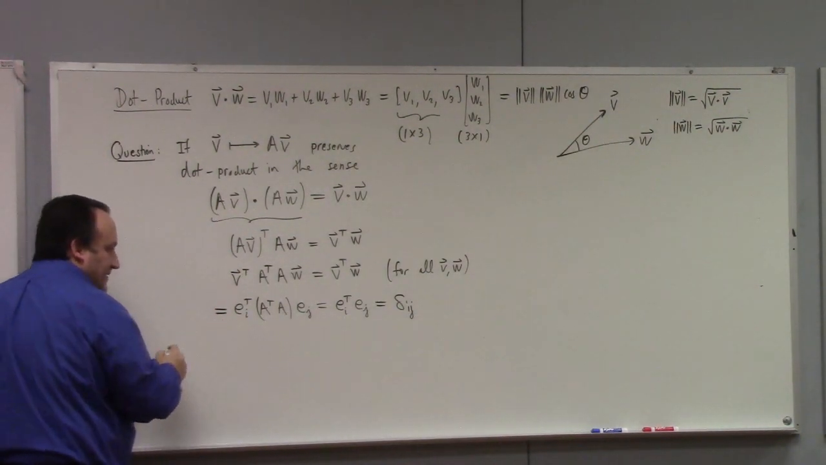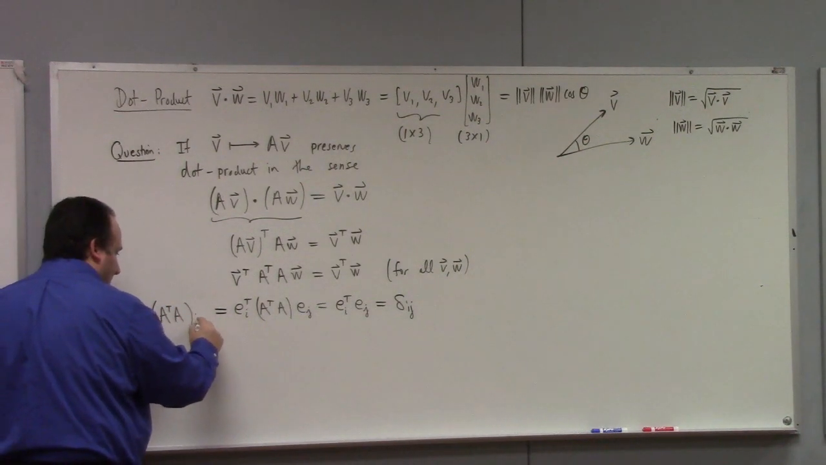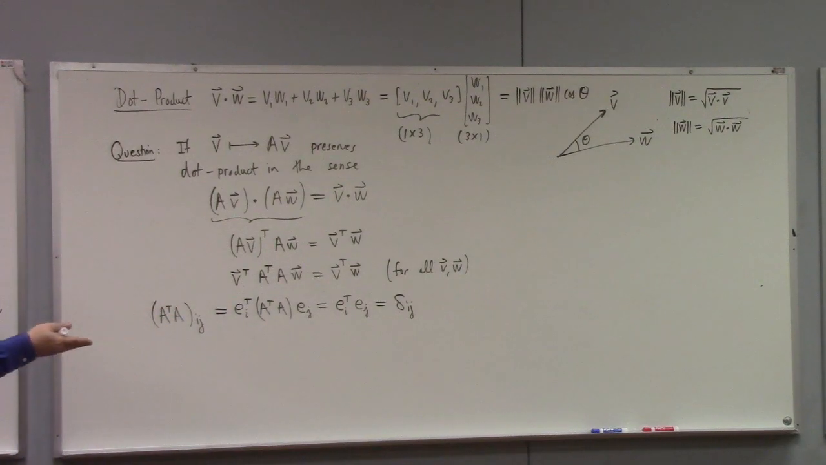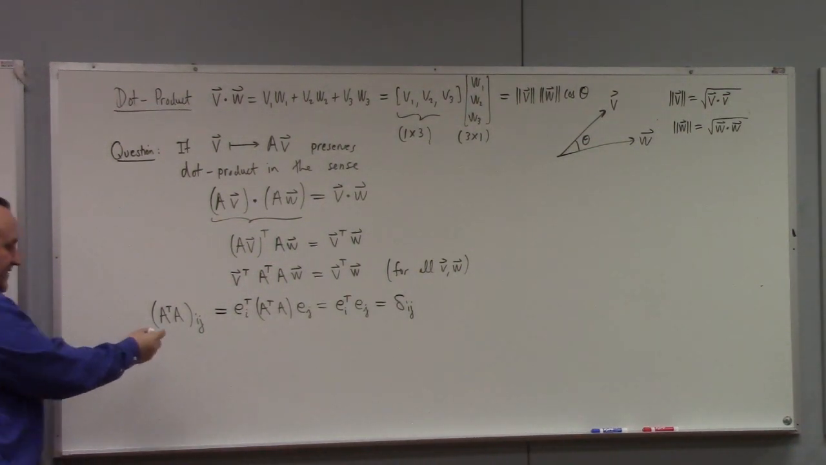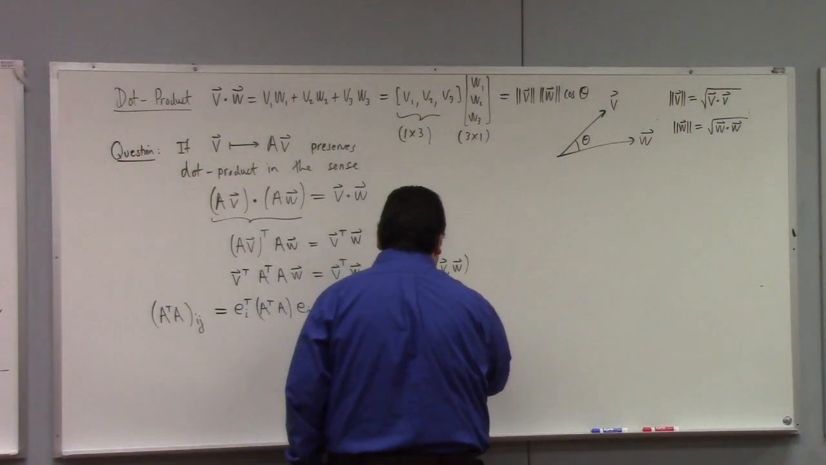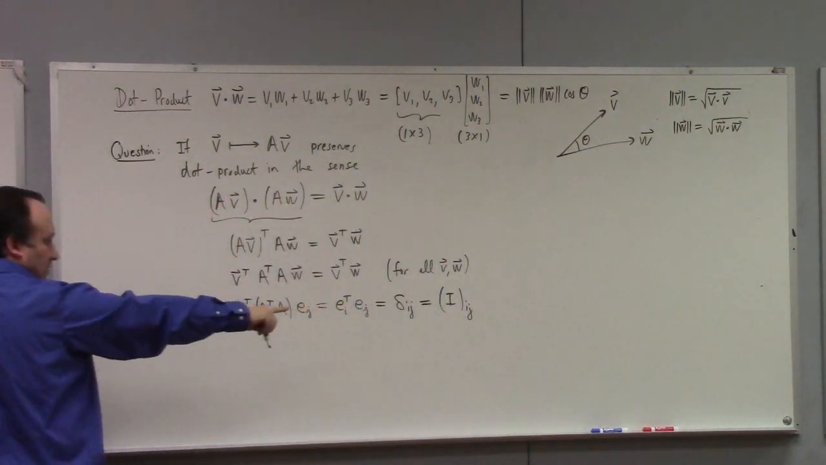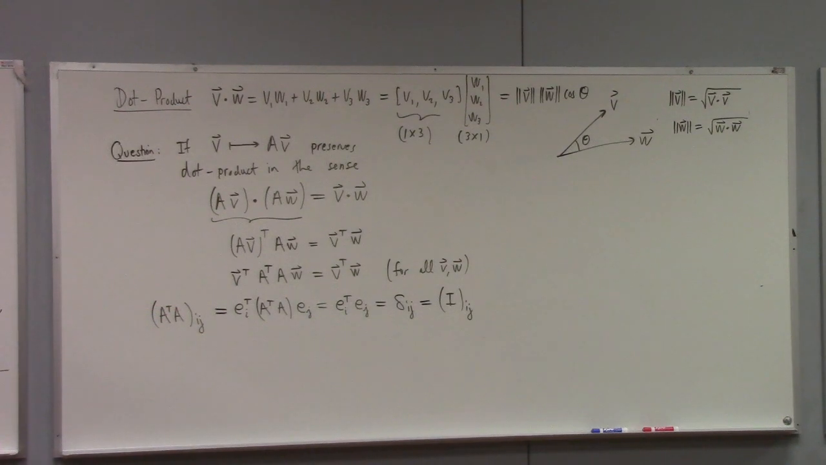On the other hand, what is this? If you allow me this small Menga style calculation, that is A transpose A, the ijth component of it. Because if we multiply on the left by the row vector with the 1 in the ith spot, and on the right by a column vector with a 1 in the jth spot, that picks out the ijth component, right? So we've got the ijth component of A transpose A is equal to this. But this is the ijth component of what? The identity matrix, right?